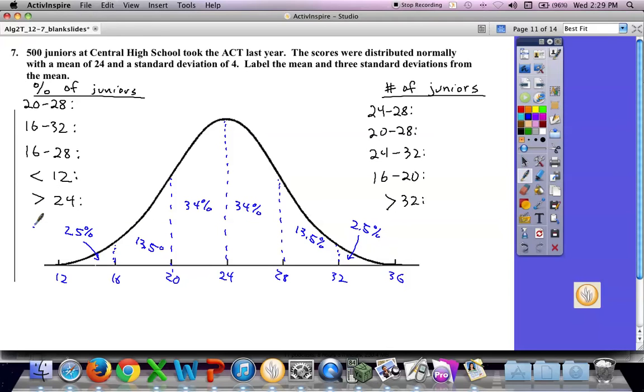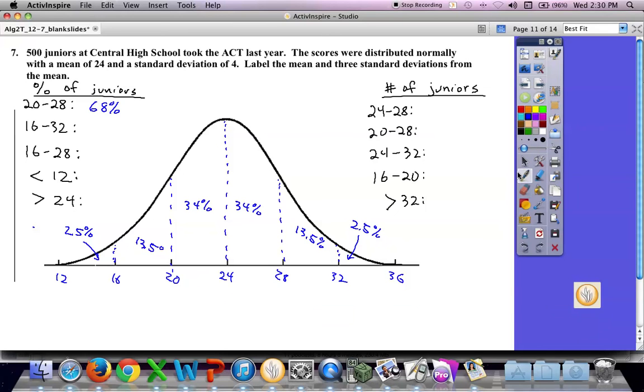Okay, so now we want to know what percent of the juniors who took this ACT had scores between 20 and 28. Okay, so from 20 to 28, I'm going to go like this. No, I'll keep it blue. So in between these two, 20 to 28, what is the percent? 68%. So I just add them up.